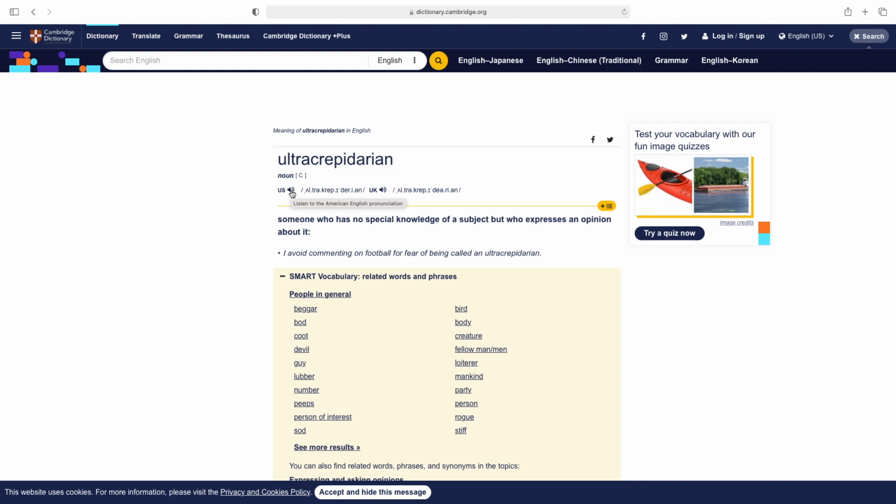Because when you look up a word in a dictionary, don't you check the pronunciation along with the meaning of a word or example sentence? I do when I look up English words. Even if you're not familiar with IPA or stress markers, don't you at least listen to the audio pronunciation? Ultracrepidarian. Same thing with Japanese pitch accent.